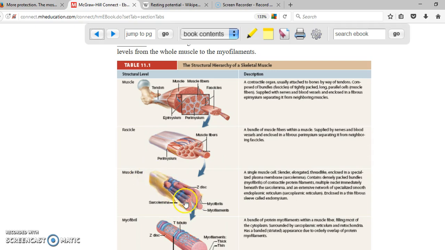Let's do this again. What is a muscle fiber made of? Myofilaments. What is a fascicle made of? Muscle fibers. What is a muscle made of? Fascicles. I hope this is clear.